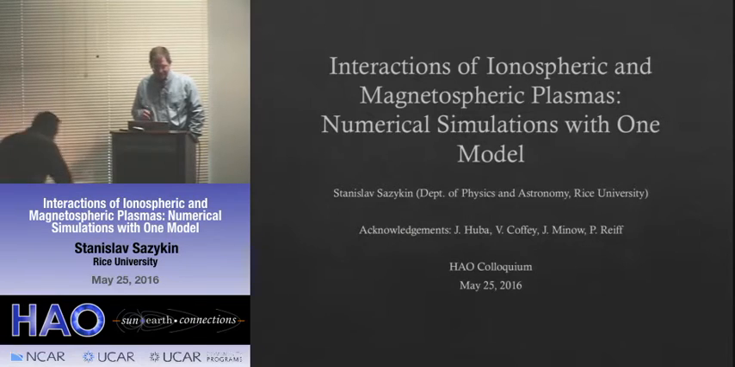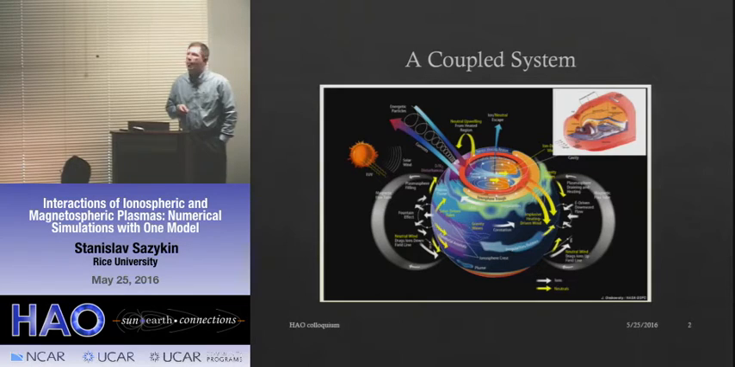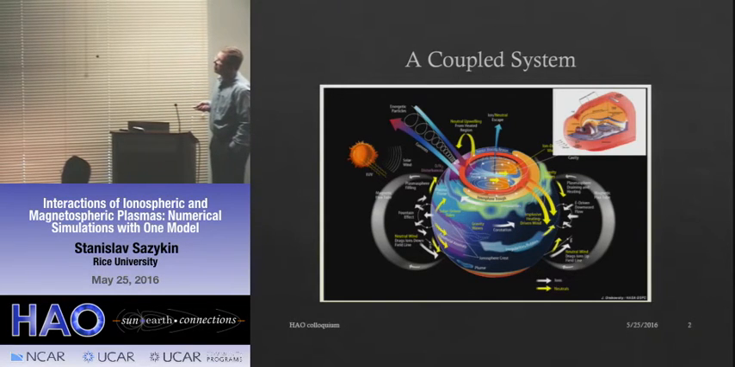Okay, so the topic of the talk is interactions of ionospheric magnetospheric plasmas, numerical simulations with one model. To get started, I want to show the system that I have been working on, but it also shows one of the problems. The figure shows the Earth and various physical, chemical, and dynamic processes that take place. So there is ionosphere and thermosphere and all kinds of things. And it's hopelessly complicated.